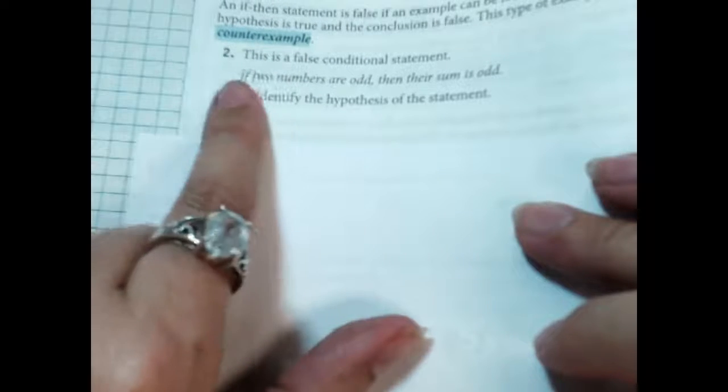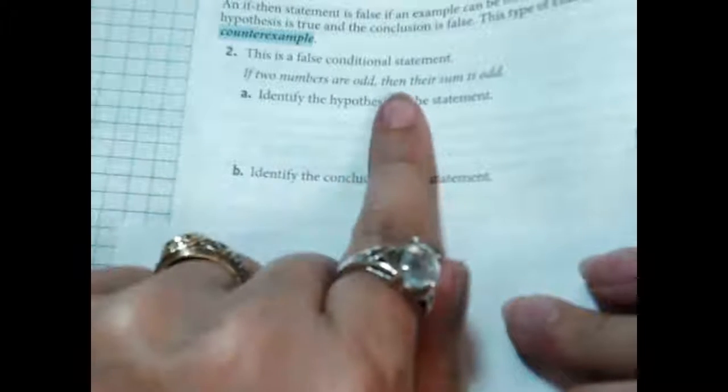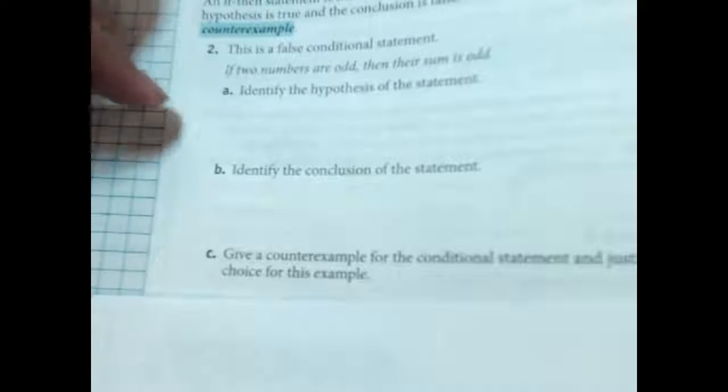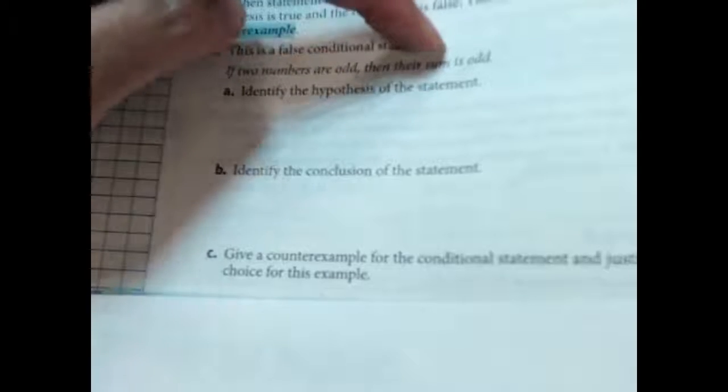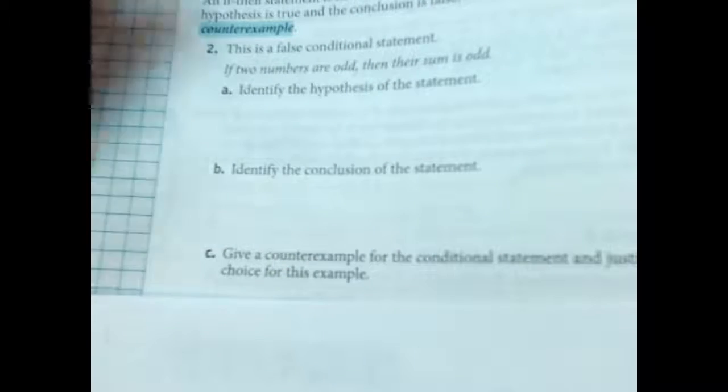So we did this example here in class together. If two numbers are odd, then their sum is odd. And we said first, what's the hypothesis? Well, that's the first part: if two numbers are odd. And then identify the conclusion: then their sum is odd. That's the conclusion. Now we want to give a counterexample. We want to give a time when we can find two numbers that are odd, and their sum is not odd. Well, that's any odd numbers, 1 and 3. They're odd, but their sum is 4. That's all there is with counterexamples.